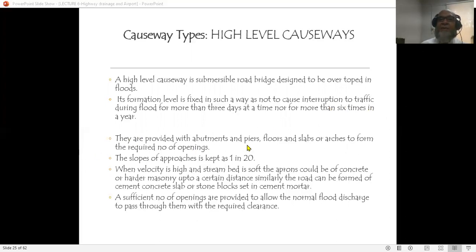They are provided with abutments and piers, floors and slabs to form the required structure. The slope of approaches is kept at 1 in 20. When velocity is high, the aprons are of hardened concrete up to a certain distance, and the road can be formed of cement concrete or stone blocks set in cement. A sufficient number of openings are provided to allow the normal flood discharge to pass through them with the required clearance.